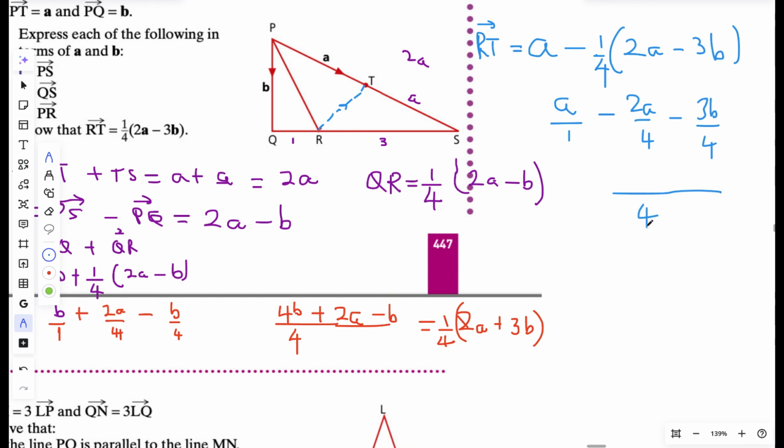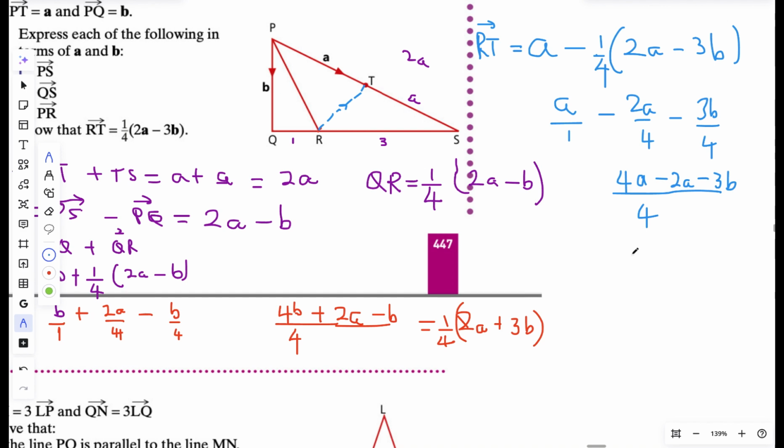Okay, 4 go here, 4 times A we get 4A. 4 divided by 1 we get 4, 4 times A we get 4A. Therefore divide by this we get 1. 1 times 2A we get 2A. Right? 4 divided by 4, 1. 1 times 3B, we get 3B, negative 3B. Now, 4A minus 2A, you're going to get what?